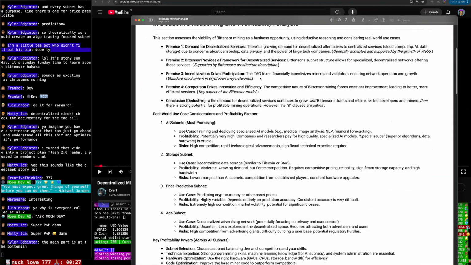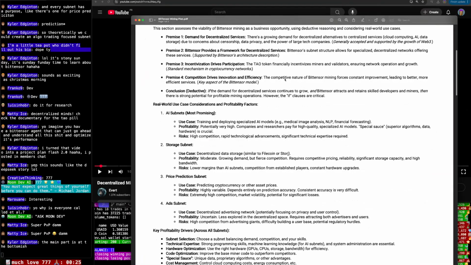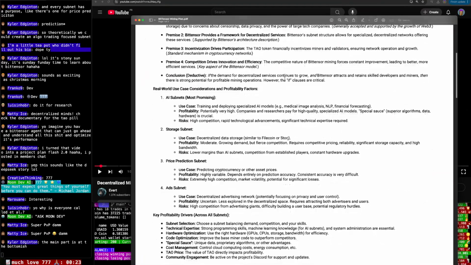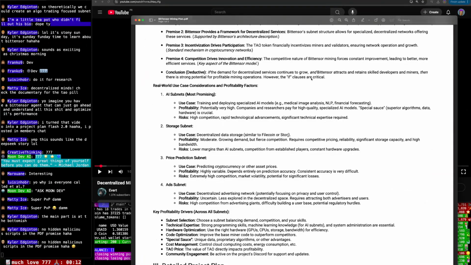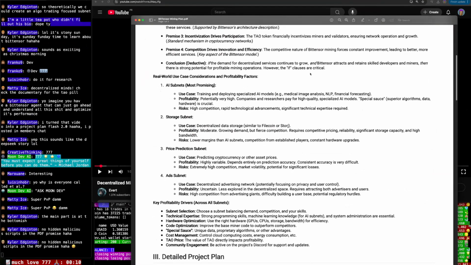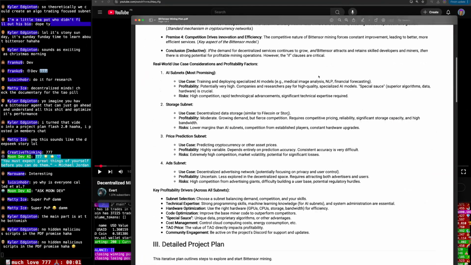Premise three, incentivization drives participation. The Tau token financially incentivizes miners and validators, ensuring the network operation and growth. Premise four, competition drives innovation and efficiency. Absolutely. Conclusion: if the demand for decentralized services continues to grow and BitTensor attracts and retains skilled developers and miners, then there's a strong potential for profitable mining. Real world use cases, AI subnets.